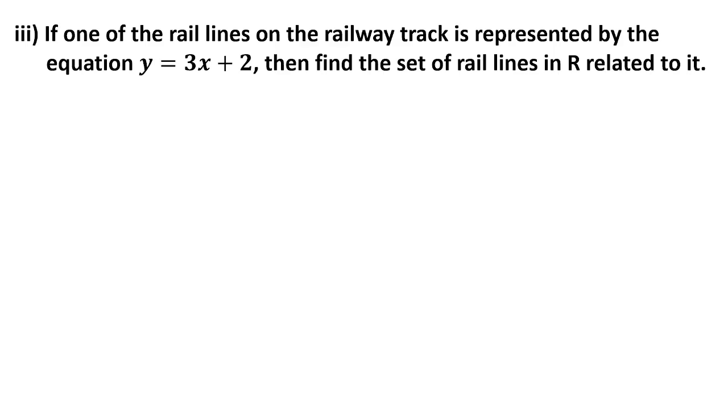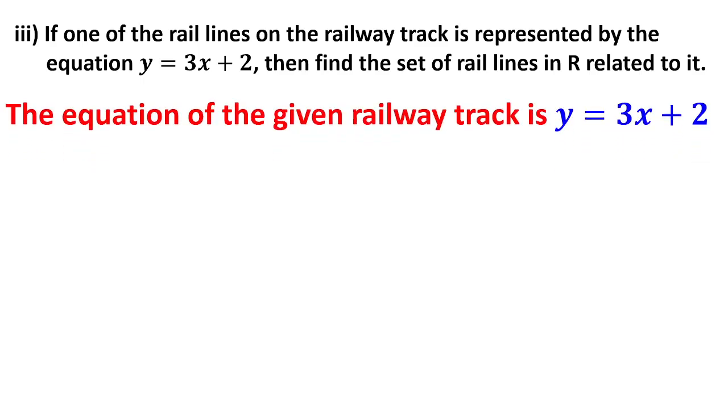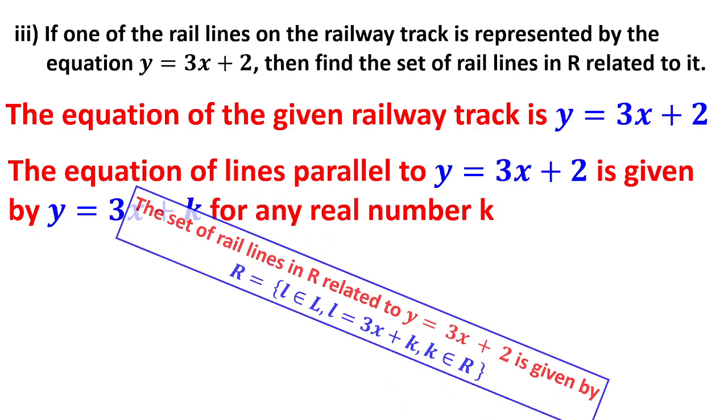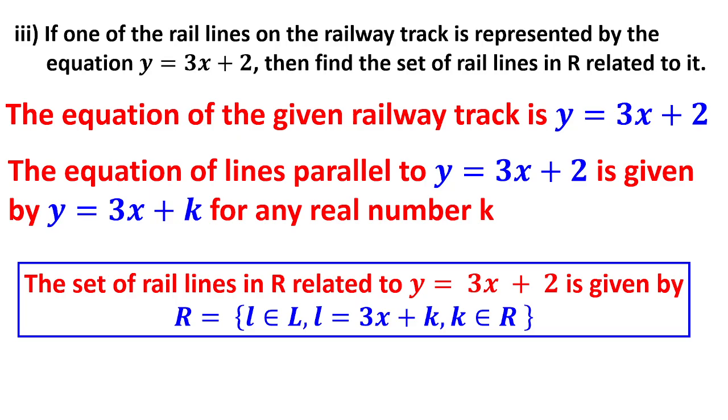Then question number 3. One of the railway lines is represented by this equation, and the set of rail lines related to it is asked. Then you have to just check which are parallel to it. Therefore we know the equation of the given railway track is this. From your 11th standard idea, you know that parallel to any line will be two parallel lines that differ only by the constant. If the first one is y is equal to 3x plus 2, the other will be 3x plus k. Therefore, this will be the answer. The set of all lines related to this one is given by R is equal to L1 belongs to capital L such that L is equal to 3x plus k, where k is any real number.